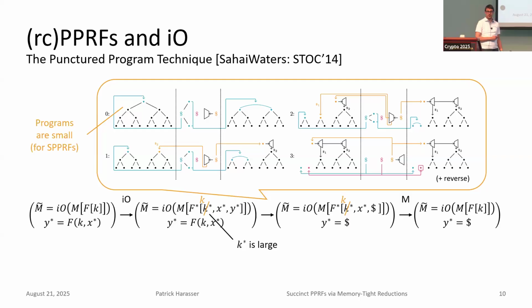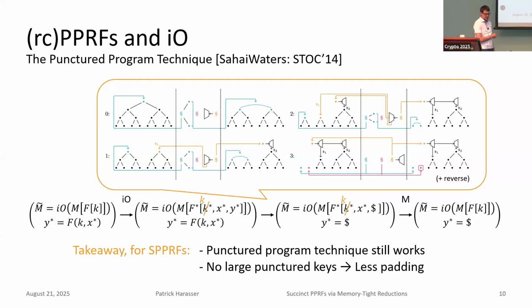For RC PPRFs, on the other hand, there is hope that all these programs here can be kept small, which would then avoid you having to pad, and thus would result in much smaller programs and much smaller obfuscation. We call RC PPRFs that have this property, that all these programs are small, succinct PPRFs. And we've already seen an example. The GGM construction from earlier actually is a succinct PPRF, because if you look through this, you have to store at most 4 random values.